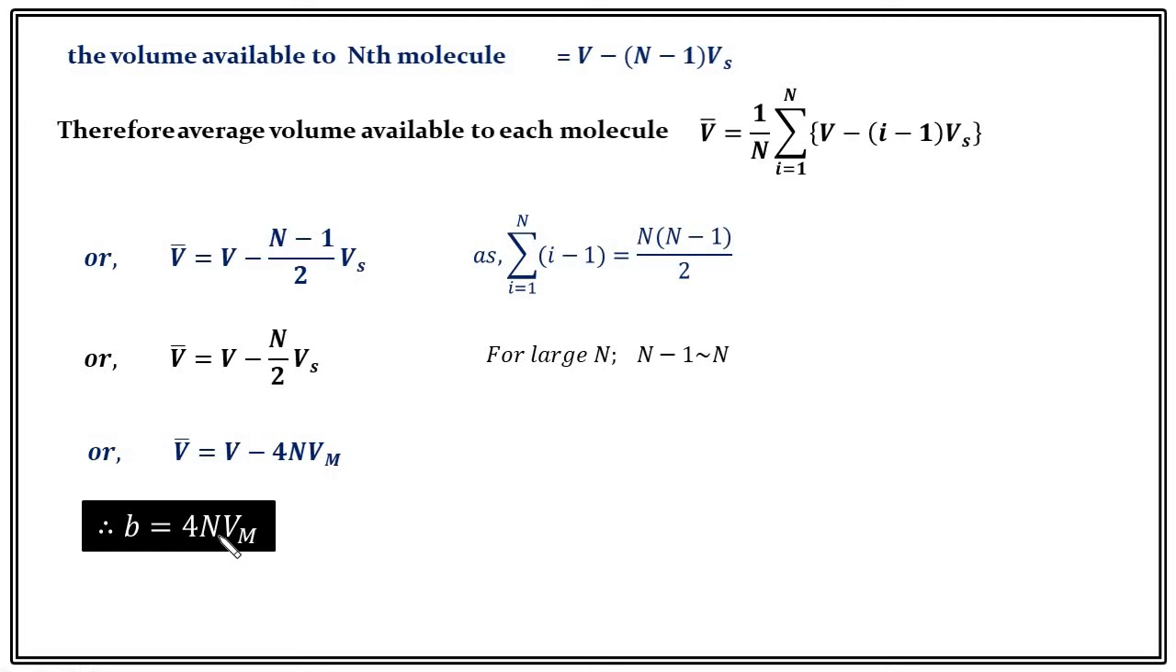Okay. So if the gas contains n number of molecules and the volume of a single molecule is Vm, then n into Vm is the total volume of the molecules. Therefore, the co-volume is 4 times the total volume of the molecules. This is also a very important concept. The co-volume is 4 times the total volume of the molecules.